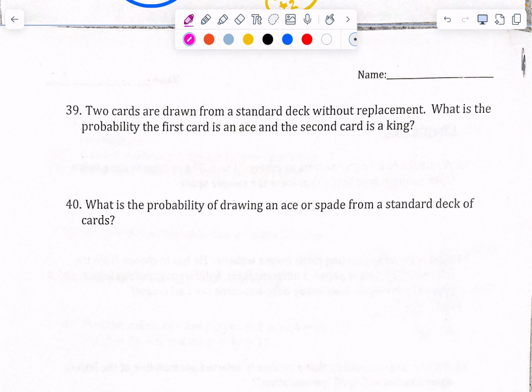Okay, 2 cards are drawn. I already know what's going to happen. 2 cards are drawn. What does that tell me? We're going to multiply because 2 cards. What also tells me multiply? The word and. I bet you I see the word and in here somewhere. What is the probability the first card is an ace and the second card is a king?